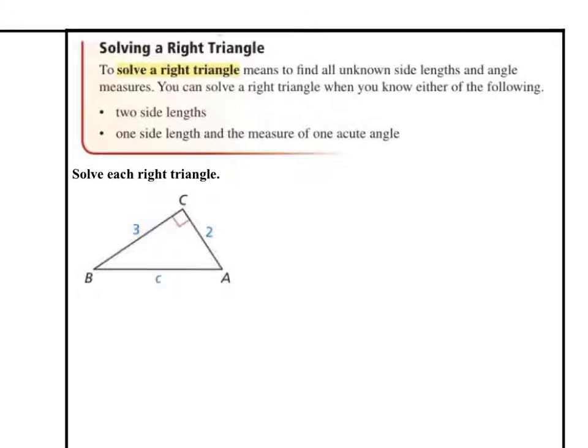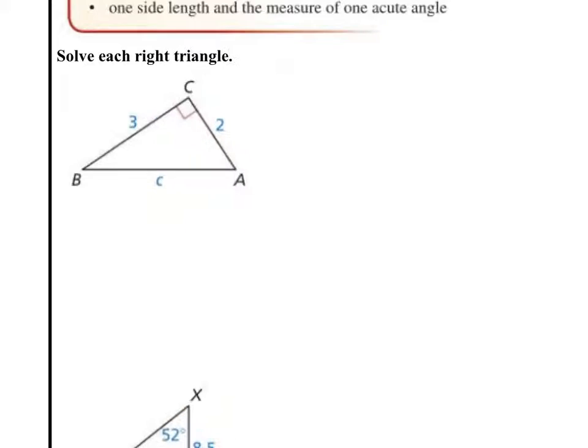If you have one side and one angle, you'll have to use your regular trig to solve for one of the sides. And then use Pythagorean theorem and then subtract to find the third angle. So you'll always end up using the subtraction and Pythagorean theorem once. It just depends on how you start. So this one.